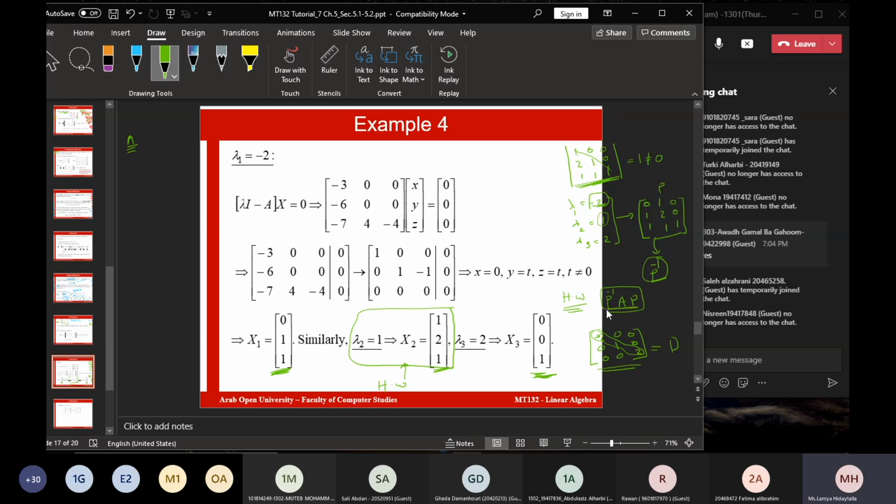If you did this one, also you are going to reach here. Okay, but I'm quite sure I should reach here. Why? Because he gave me a theorem that if A is diagonalizable, then this diagonal matrix is the matrix that has the eigenvalues on the diagonal. So this is your D.